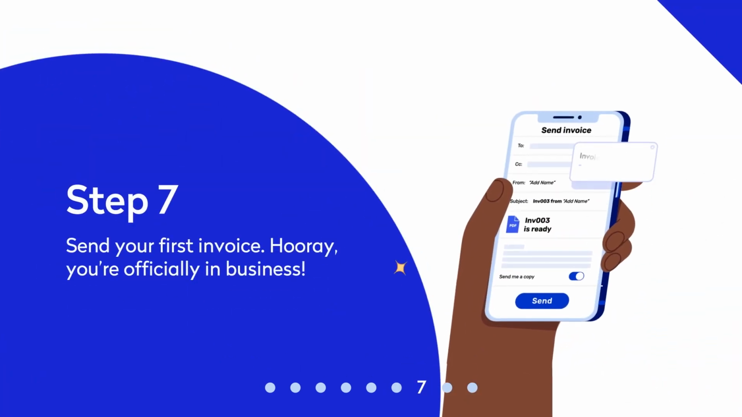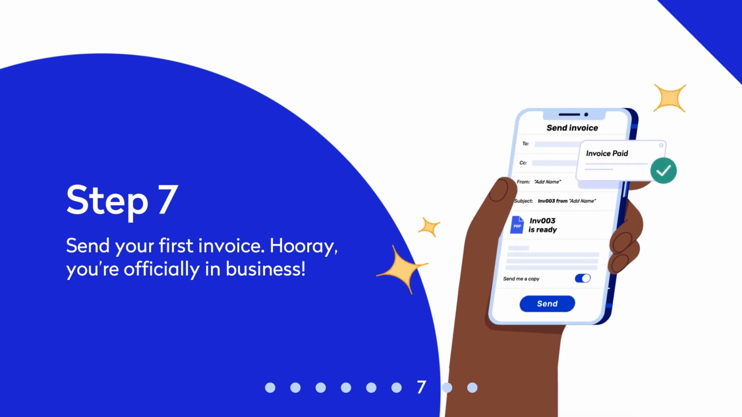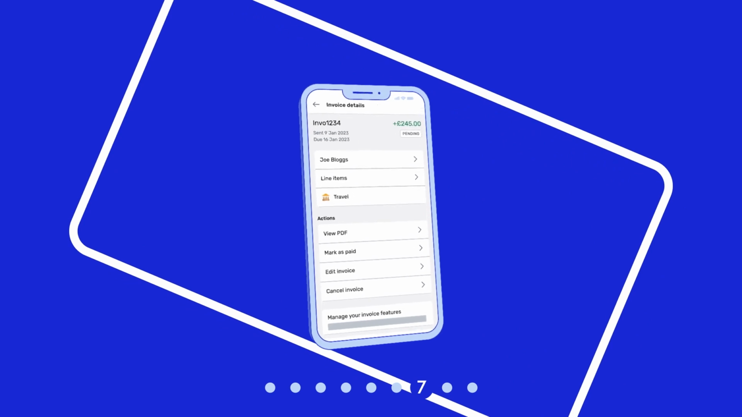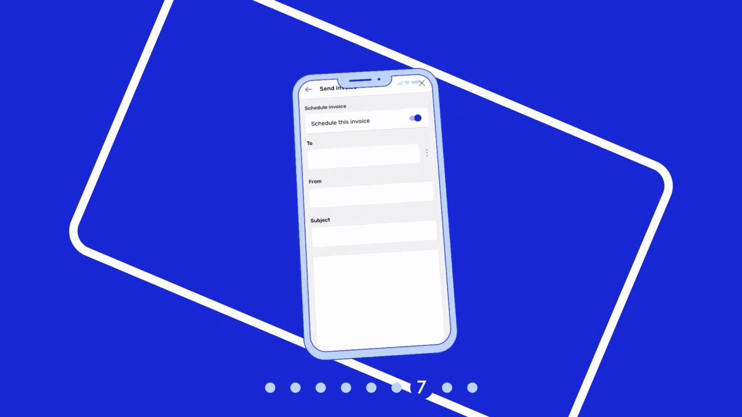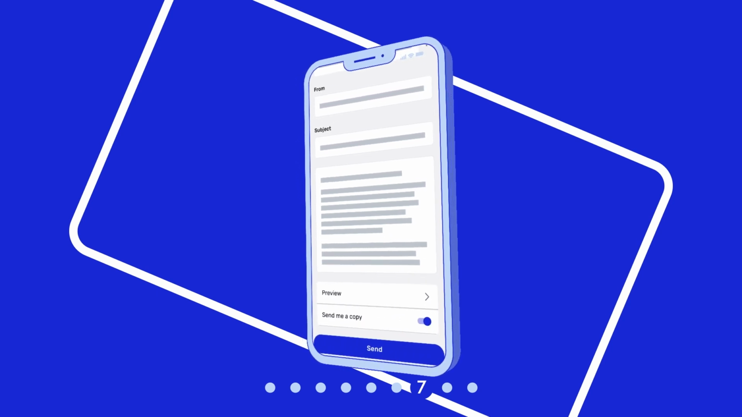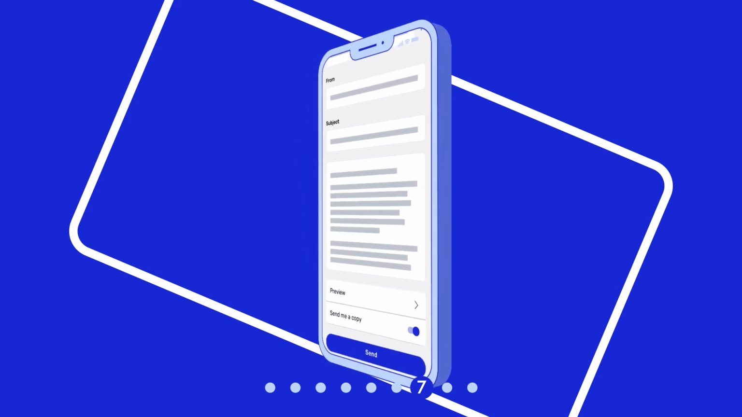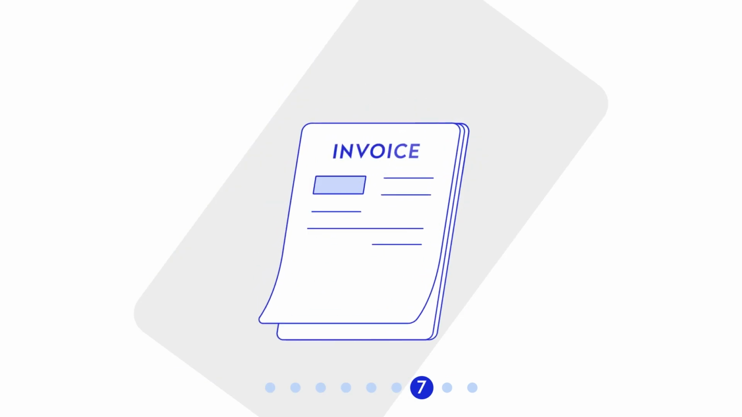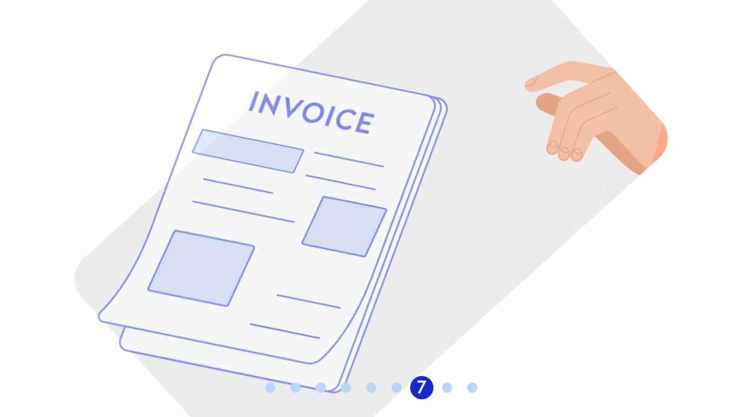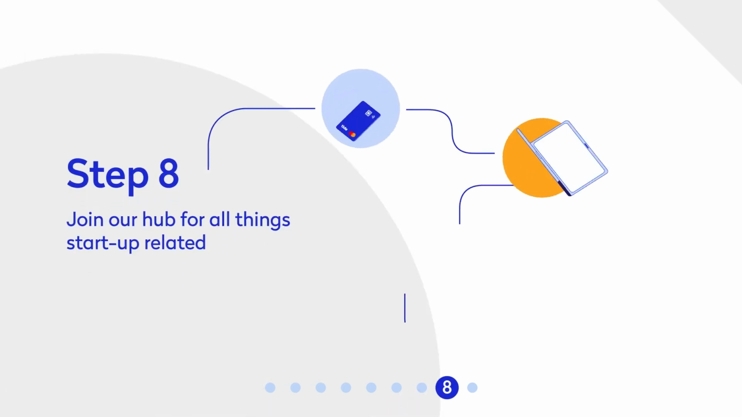Step 7. Send your first invoice. Hooray! You're officially in business. Once you're set up and ready to go, you can use our free invoicing tool with multiple payment methods for your customers to help you get paid. You can also customize the template to suit your business needs with a spot to add your logo and a personalized message.